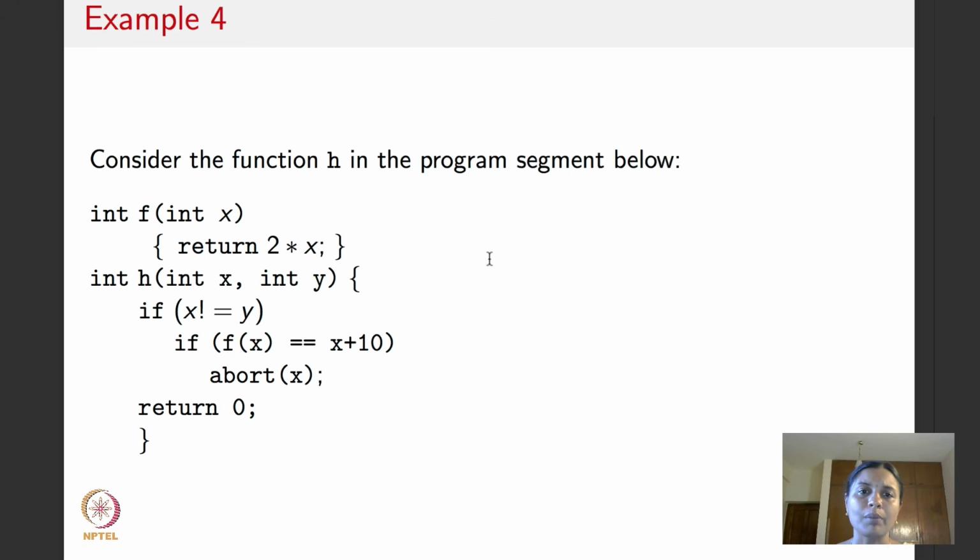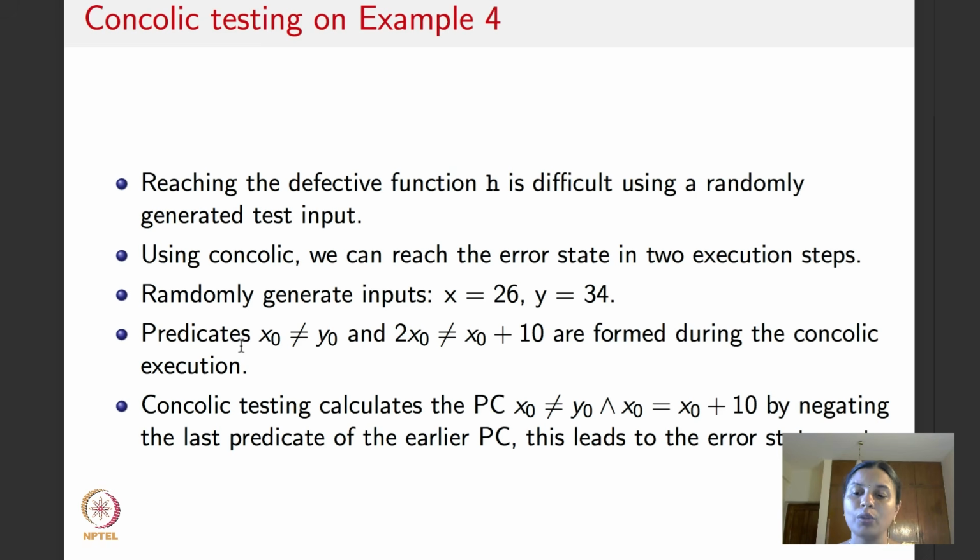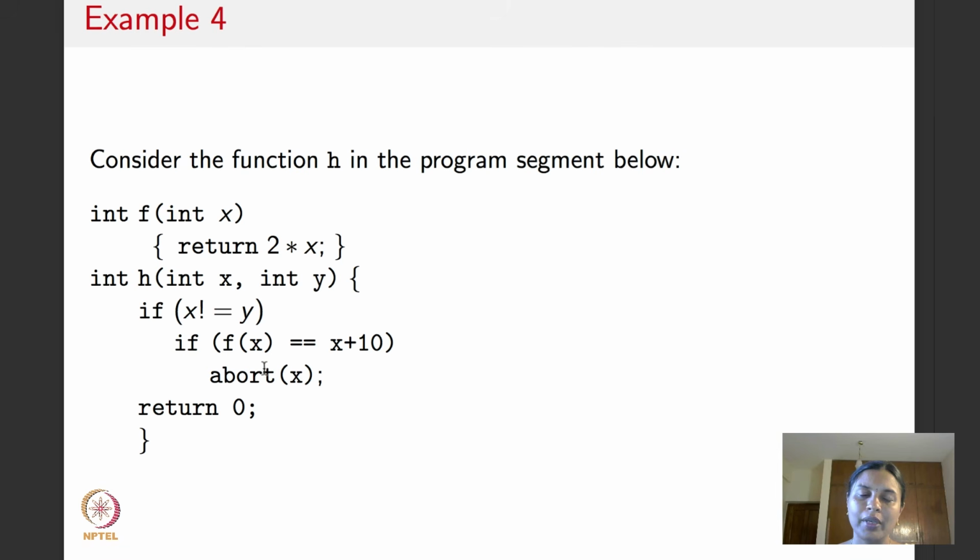So here is another example of concolic testing. This is a different function. There is a function f which takes x, an integer variable, and, like the earlier one, just does 2 star x. There is a function h which takes 2 arguments x and y and returns an integer. It has 2 if statements. First one: if x is not equal to y, then it goes to the second statement. Second says if f of x, which is this f up here, equals x plus 10, then you abort. Abort means you stop, there is an error in the program, you return 0. If you notice, that is very similar to the earlier one, just a small difference from the earlier example that we had. Now the problem is, this is the place that I want to reach.